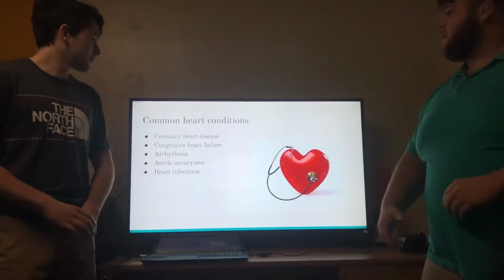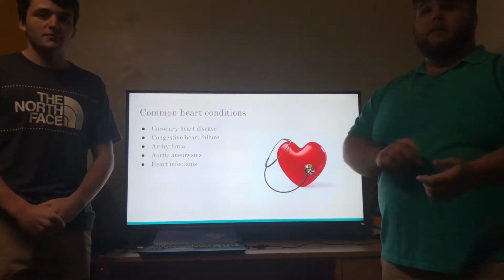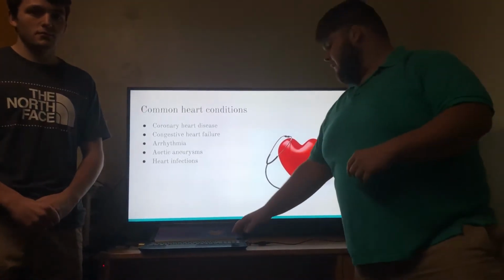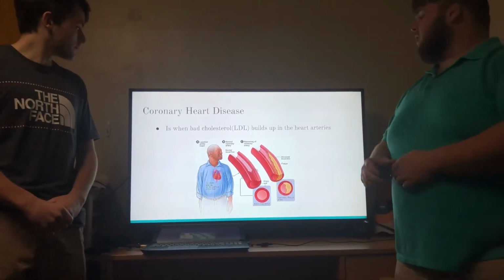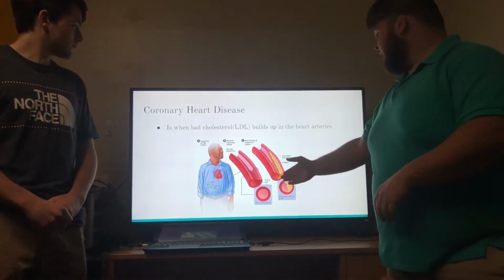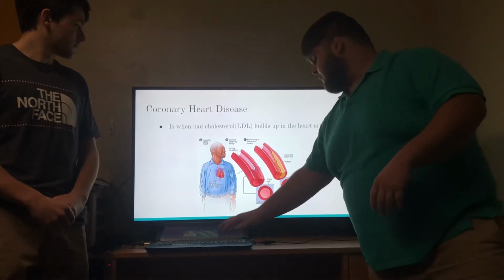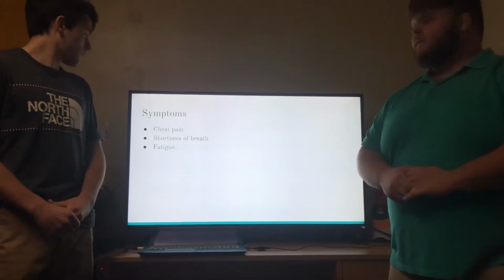Common heart conditions include coronary heart disease, congestive heart failure, arrhythmia, aortic aneurysms, and heart infections. Coronary heart disease is when bad cholesterol, LDL, builds up in the heart arteries. As seen in this picture, this is a normal artery. This is a clogged one. Symptoms include chest pain, shortness of breath, fatigue.